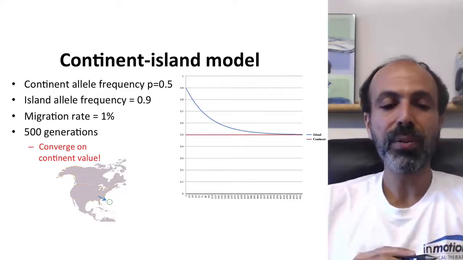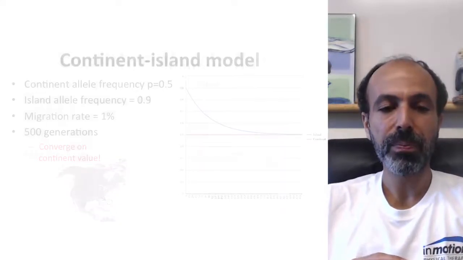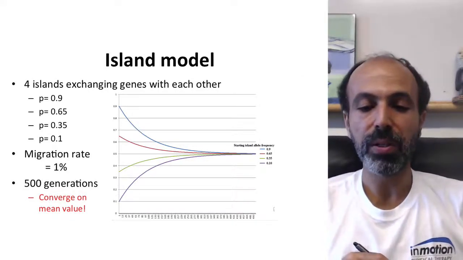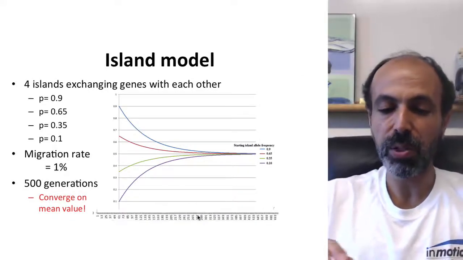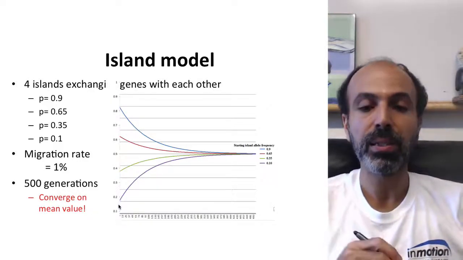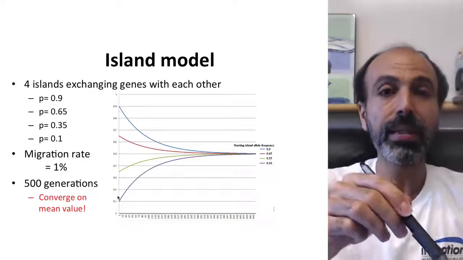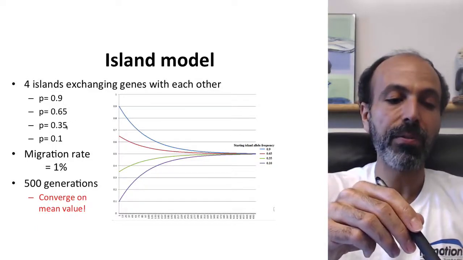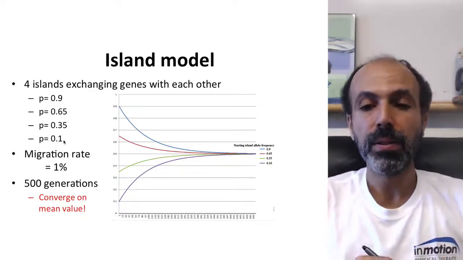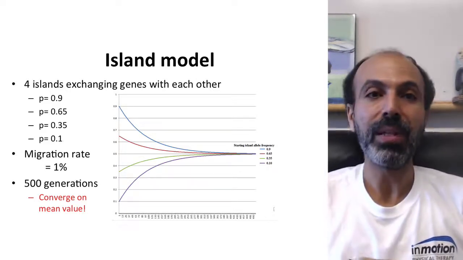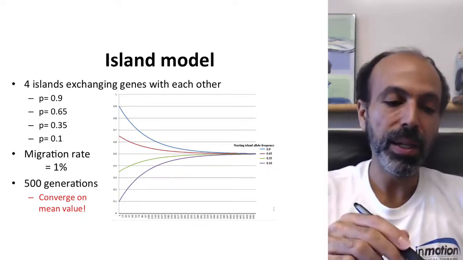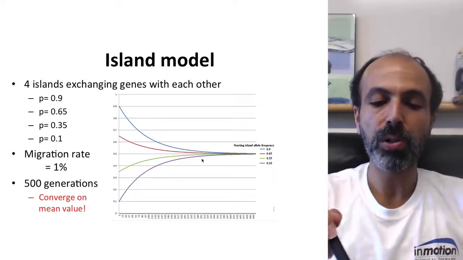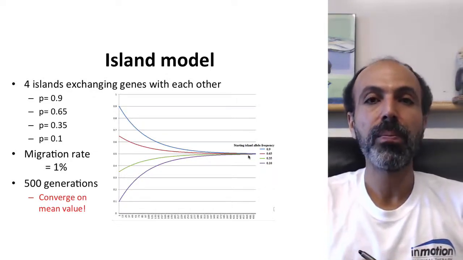Let me show you a slightly different example. Here's the island model. Let's imagine we have 4 islands exchanging genes with each other. Same sort of figures: this is 500 generations on the x-axis, and the y-axis indicates allele frequencies. Now let's say the islands have 4 different allele frequencies, 0.9, 0.65, 0.35, and 0.1. You can imagine maybe these are some of the Galapagos islands exchanging alleles with each other. And again, with even still a fairly low migration rate, we see they all converge on the same allele frequency.